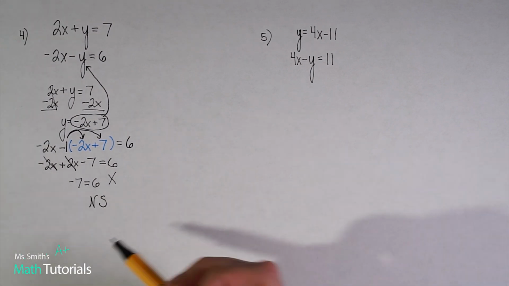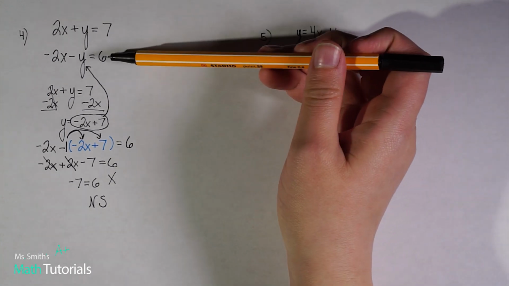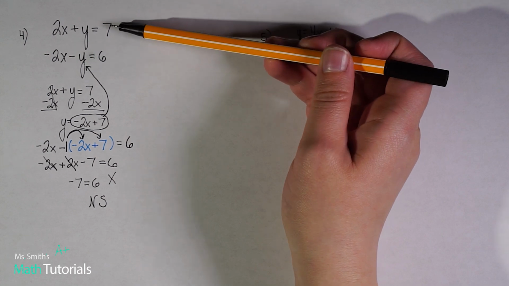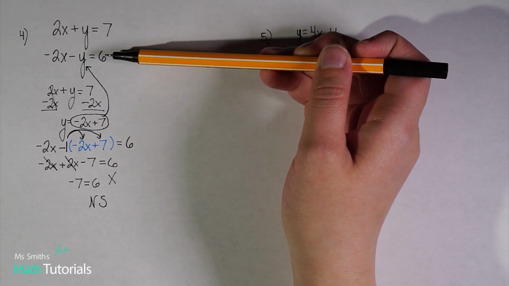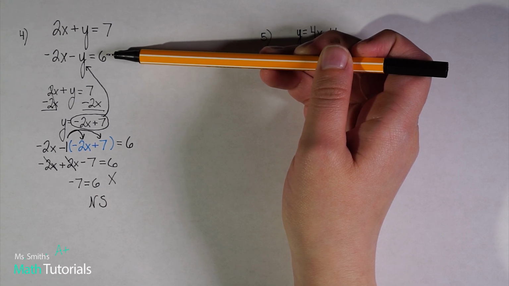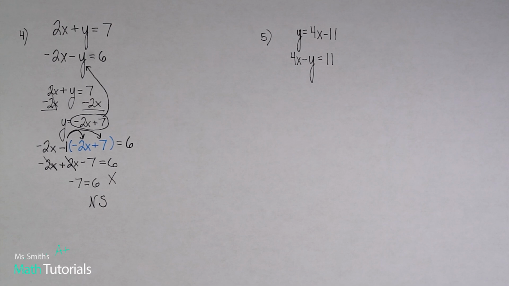So that's one example you'll see. If I were to graph these two lines, like we kind of referring back to that first video where we talked about graphing, if I were to graph these, which I could, these two would be parallel lines. They would not intersect at any point, so it would be no solution.